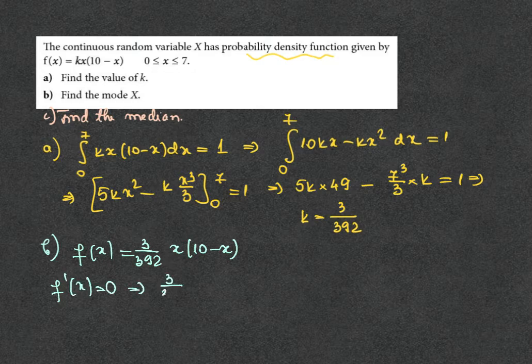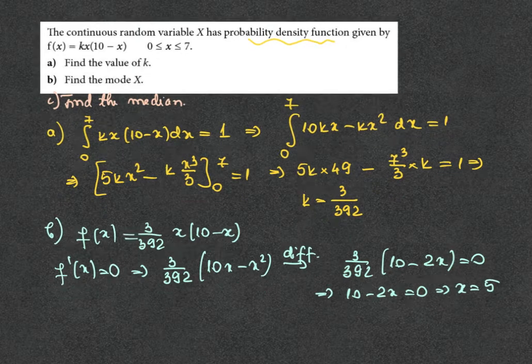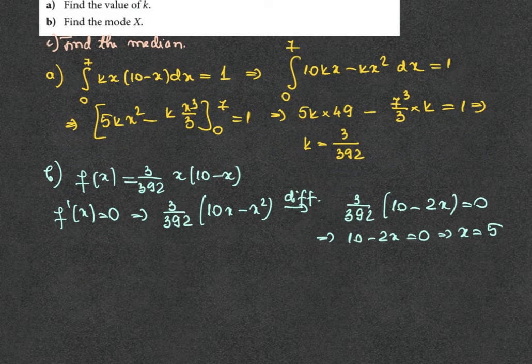Therefore, 3 over 392, if I open the brackets, it's 10x minus x squared. So if I differentiate, I get 3 over 392 brackets 10 minus 2x needs to be 0. So 10 minus 2x needs to be 0, so x needs to be 5. So the mode is at x equals 5.